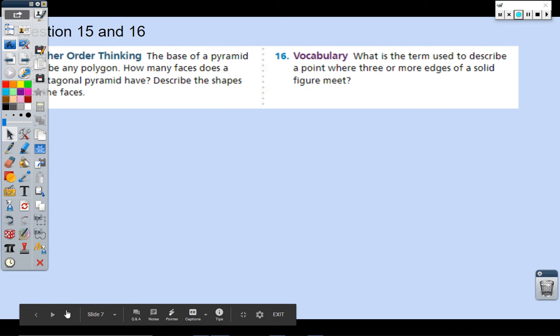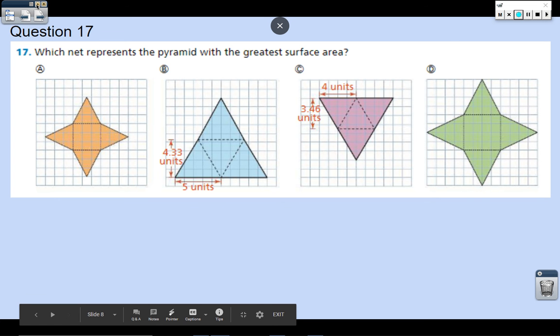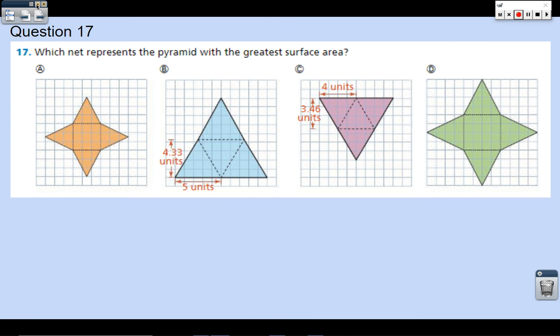Next question. Question 17. Which net represents the pyramid with the greatest surface area? Now, for this question, we need to think about this. We can do a couple different things here. We could try to find the surface area of every single face if we'd like. All right. We could do something like that. All right. Now, what they've done here is they've kind of given me the fractional parts here, which is nice. Okay. Now, first thing I think of here, which net represents the greatest?